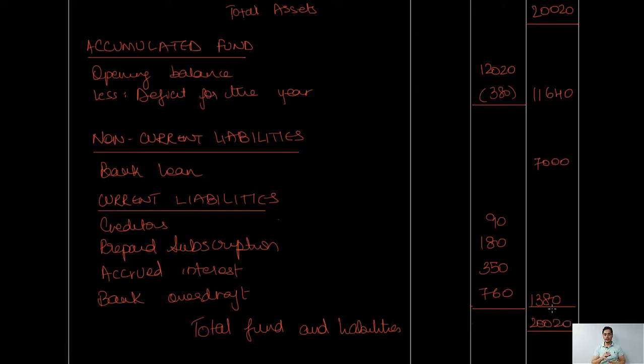So as you can see here, our assets are equal to our total fund and liabilities. It means our balance sheet is correct. We have not missed out any part of the question.